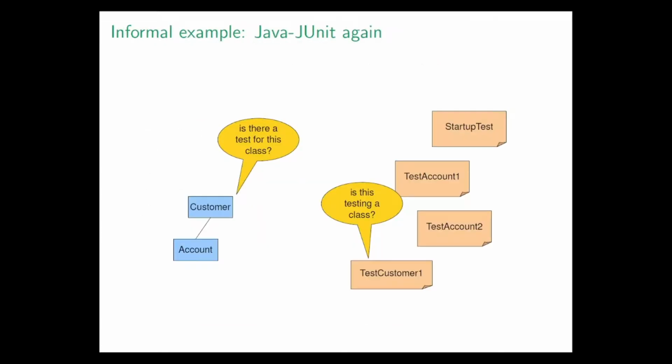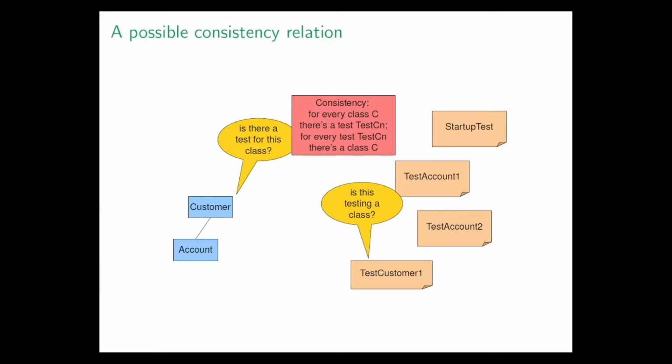Here's a quick example in the Java JUnit case. Suppose we're working with this kind of consistency relation, where we're going to say for every class on the Java side there is at least one test class on the JUnit side whose name is going to have this format. It's going to be test and then the class name and then some integer. And conversely, if we look at any JUnit test class whose name has that special format, then there's going to be a corresponding class on the Java side.